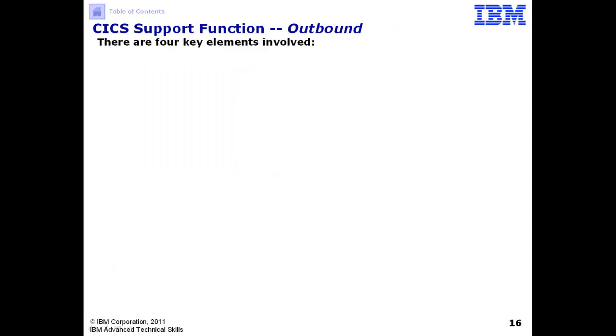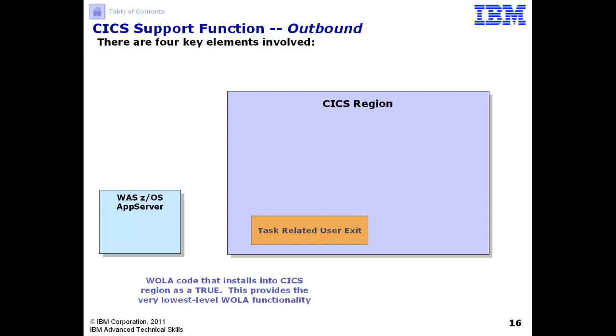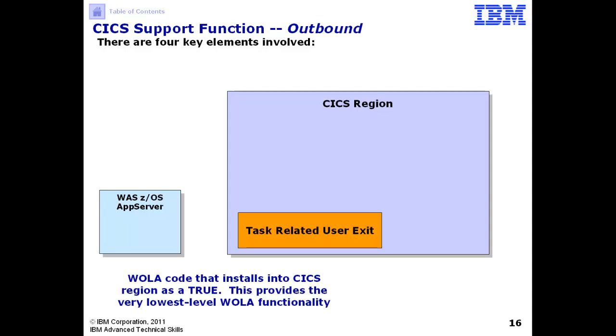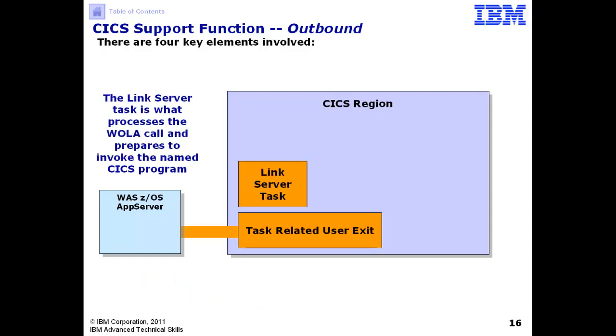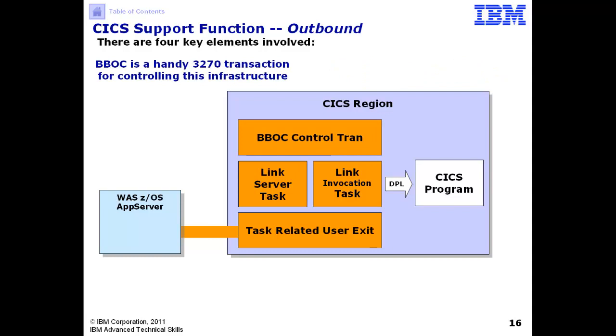Let's now review how Wola operates in CICS for outbound support. There are four elements to consider. Imagine an application server and a CICS region. The low-level Wola implementation in CICS is provided with a supplied task-related user exit, or TRU for short. A supplied link server task is what handles the Wola call from the program in WAS and prepares to invoke the named CICS program. In the Java Programming Considerations section, we'll see how the CICS program is named in the Java program. A supplied link invocation task is what performs the direct program link to the named CICS program.